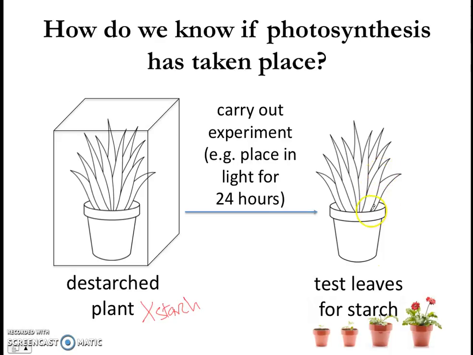Now if starch is present in the leaves, then we know that photosynthesis has taken place, right? Because previously, the leaves had no starch. It was destarched. Then we put it in the light for a while, photosynthesis happens, and then the leaves have starch. So if there's starch, that means photosynthesis has taken place.